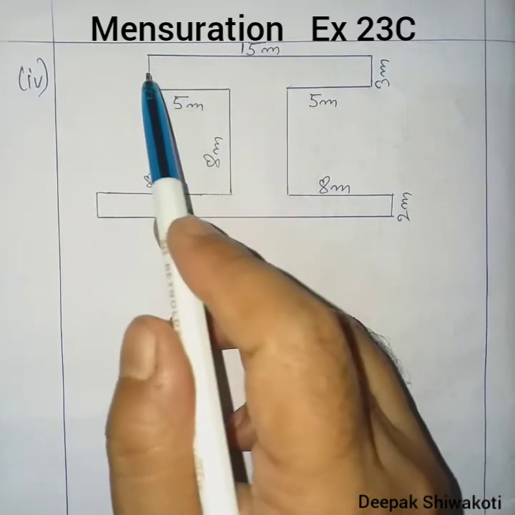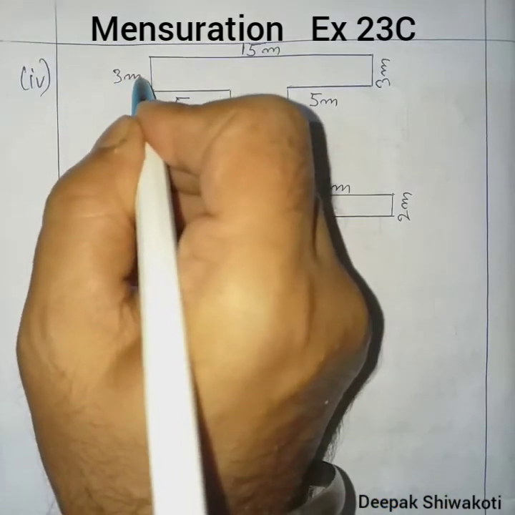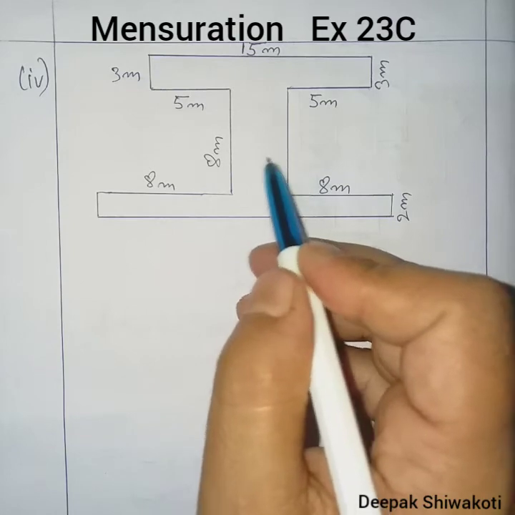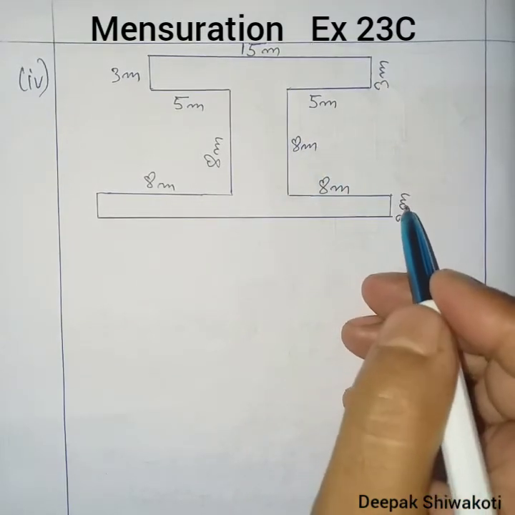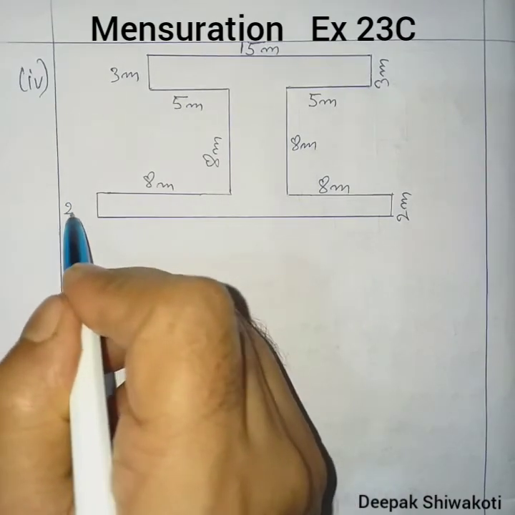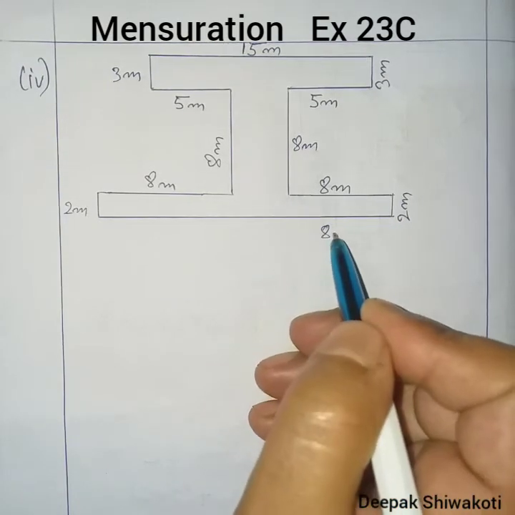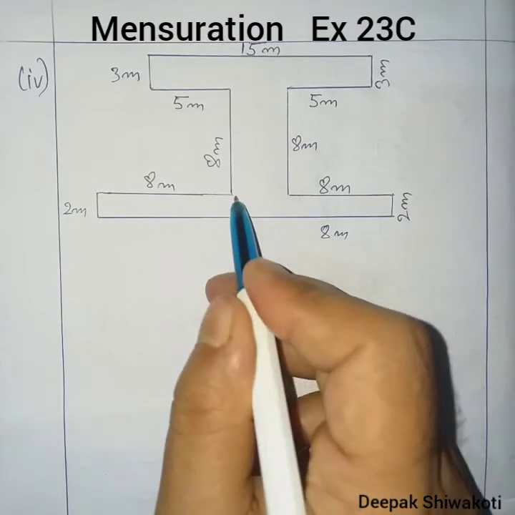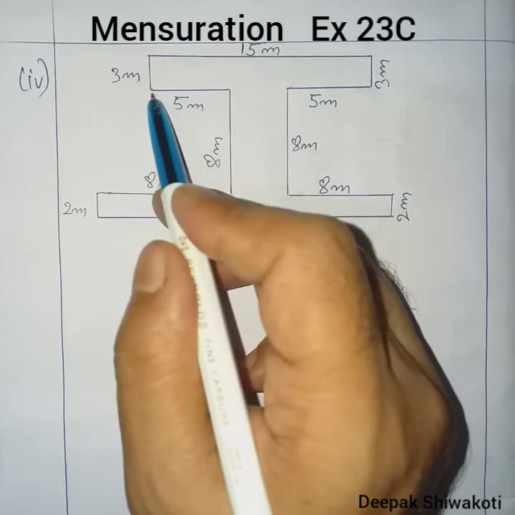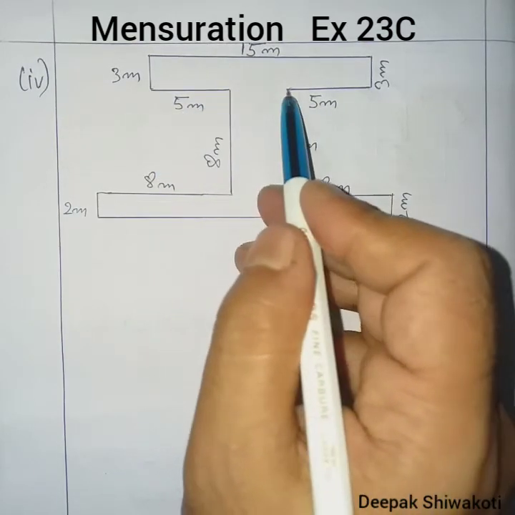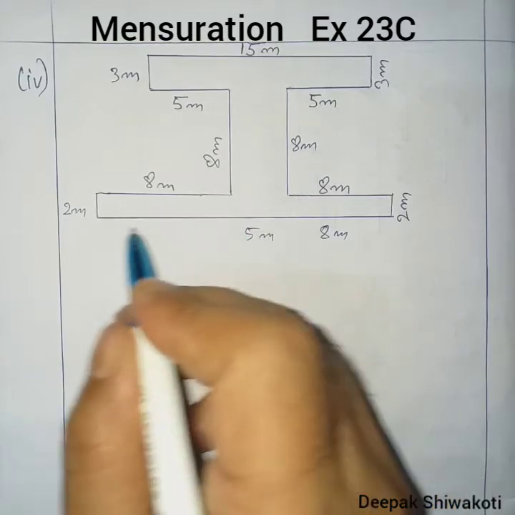So here 15 is given, this will be opposite of this, and this is 3 meter, that means this is also 3 meter. Okay, this line segment is opposite to this line segment, and this is 8 meter, that means it will be also 8 meter. And here this is 2 meter, and opposite of this is this line segment, it is also 2 meter. And this one is the sum of this line segment, that is 8, and this line segment is 5. Okay, because the total is 15, and from here to here is 5, from here to here is 5, that is 10. 15 minus 10 is 5 meter here. Okay, and from here to here is 5 meter, and from here to here is 8 meter.